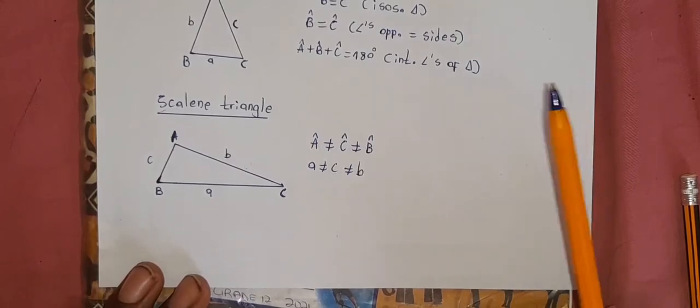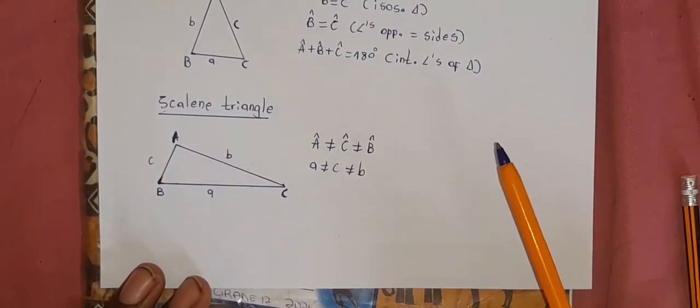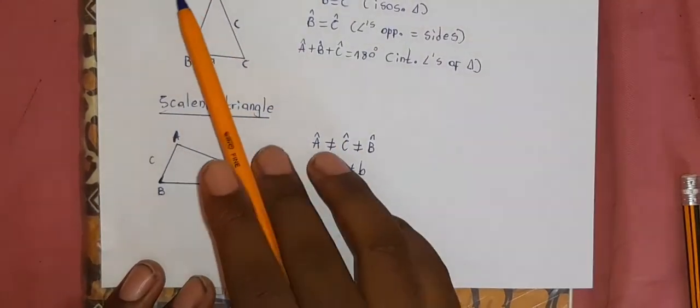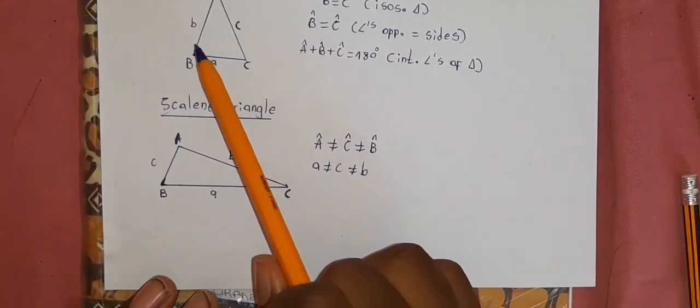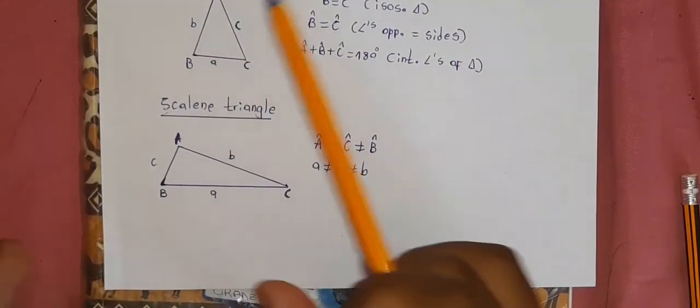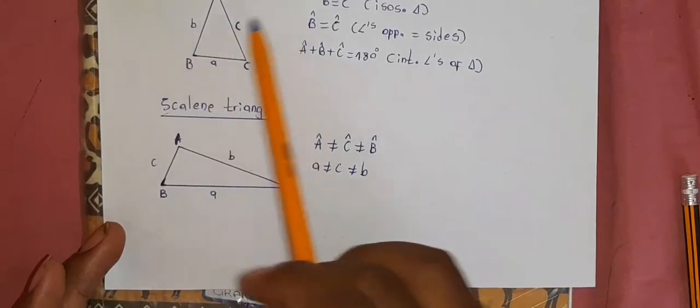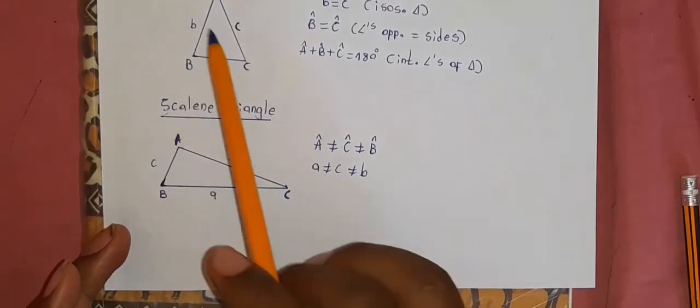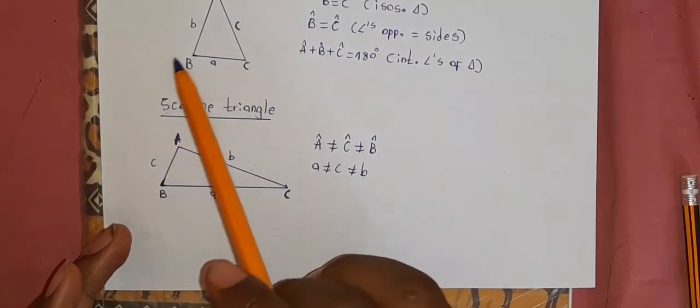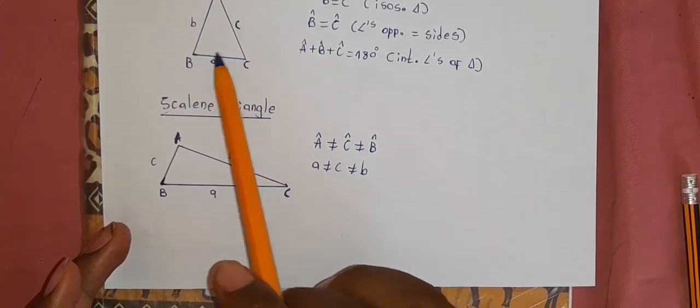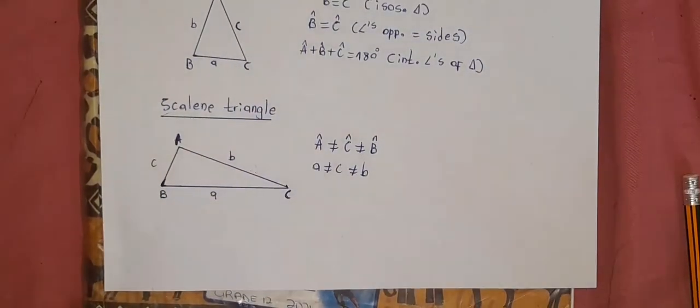And yeah, there's really nothing more. All we have to know about an isosceles triangle is that two sides are equal in length, and the angles opposite them are equal. That's what we have to remember about the isosceles triangle.